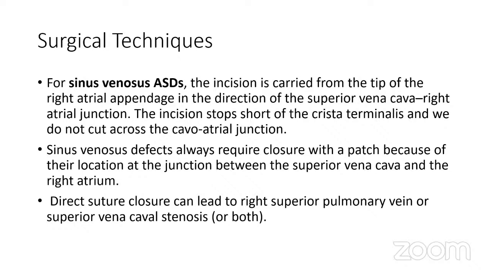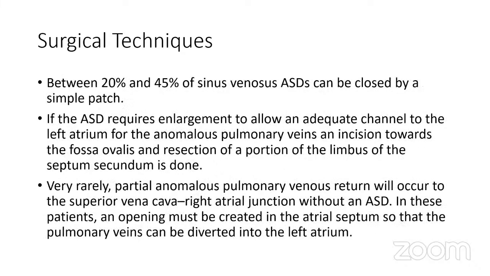Sinus venosus defects always require closure with a patch because of their location at the junction between the superior vena cava and the right atrium. Direct suture closure can lead to right superior pulmonary vein or superior vena caval stenosis, or both. Between 20% and 45% of sinus venosus ASDs can be closed by a simple patch. If the ASD requires enlargement to allow an adequate channel to the left atrium for the anomalous pulmonary veins, an incision towards the fossa ovalis and resection of a portion of the limbus of the septum secundum is done.